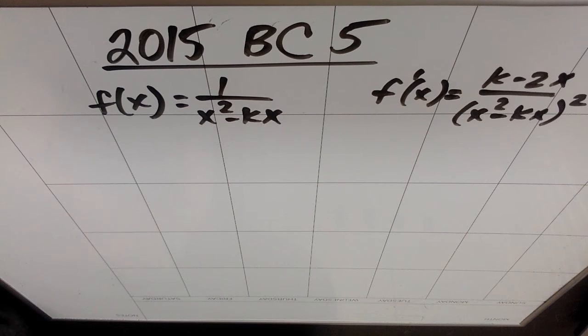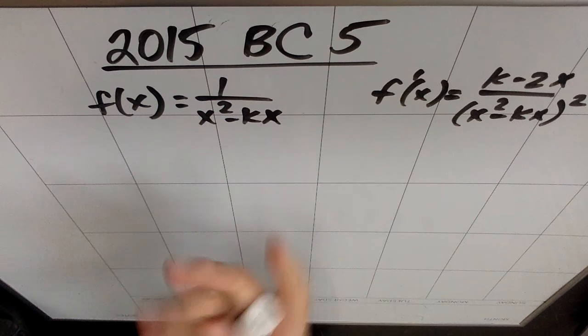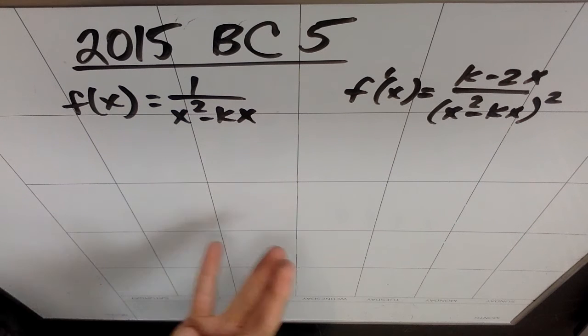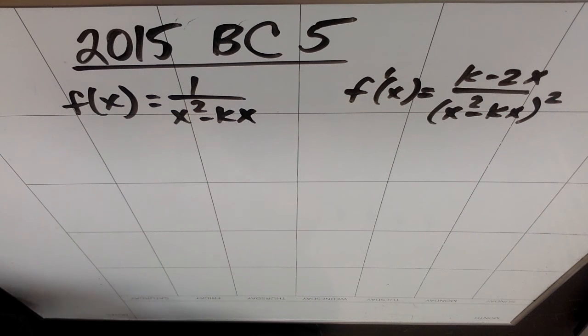16 BC 5. Cool. Consider the function f of x equals 1 over the quantity x squared minus kx, where k is a non-zero constant. The derivative of f is given by this, which is really them just doing you the solid and deriving it for you. Like, you could find this derivative. It's not anything earth-shattering, but they were just trying to help you out.